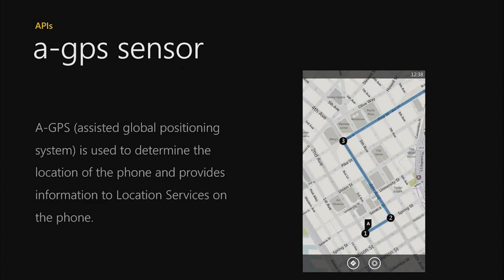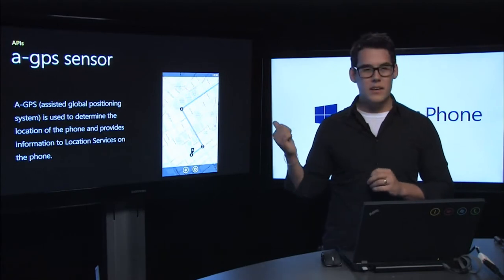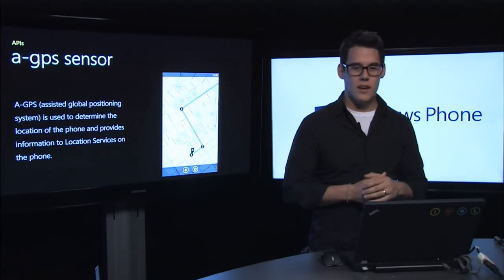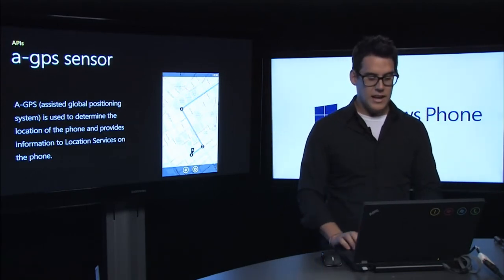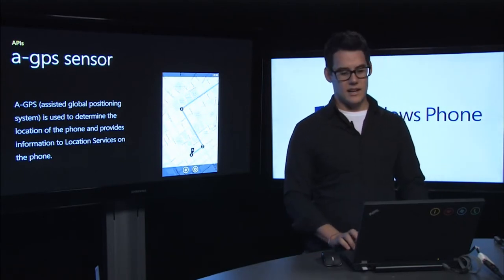We have a GPS sensor, and AGPS is basically assisted global positioning system that uses a couple different ways to determine your location. It determines the location of the phone and provides information to location services on behalf of the phone. This is also something that's really handy. You can use this in conjunction with your mapping and the maps that you've been working on or using in your application. It's just a simple thing to bring your mapping application to the next level.